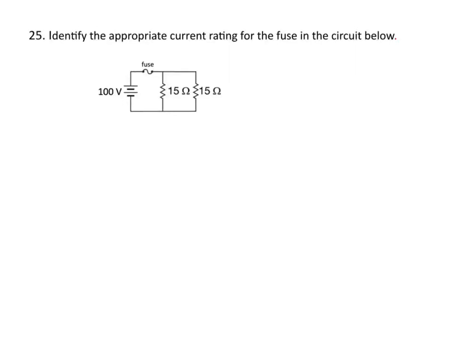In this video, we are going to look at some safety devices. In the first one, we have to identify the appropriate current rating for the fuse in the circuit below. So to get the current rating for the fuse, we want to know what is the total current in the circuit. We have a parallel circuit here, 15 ohm and 15 ohm, connected in parallel.